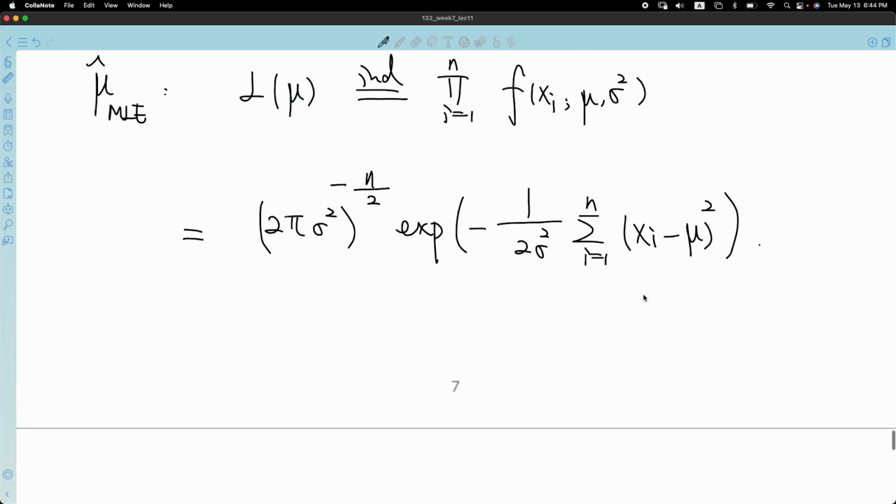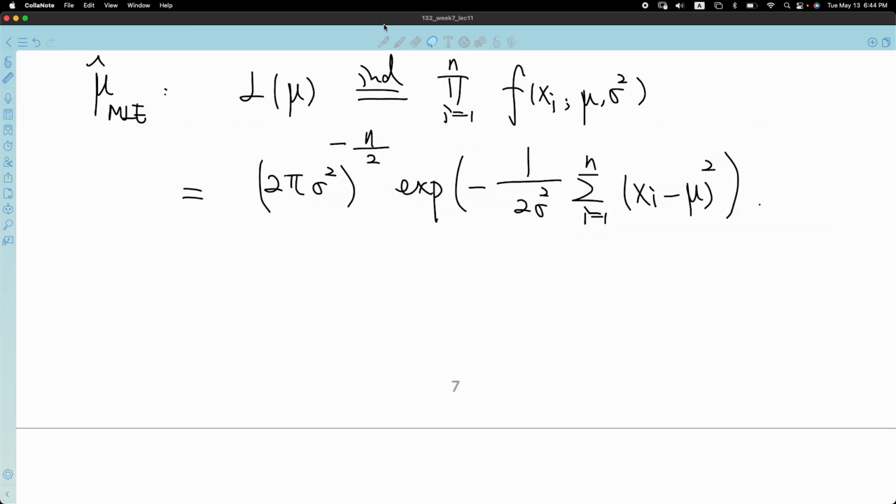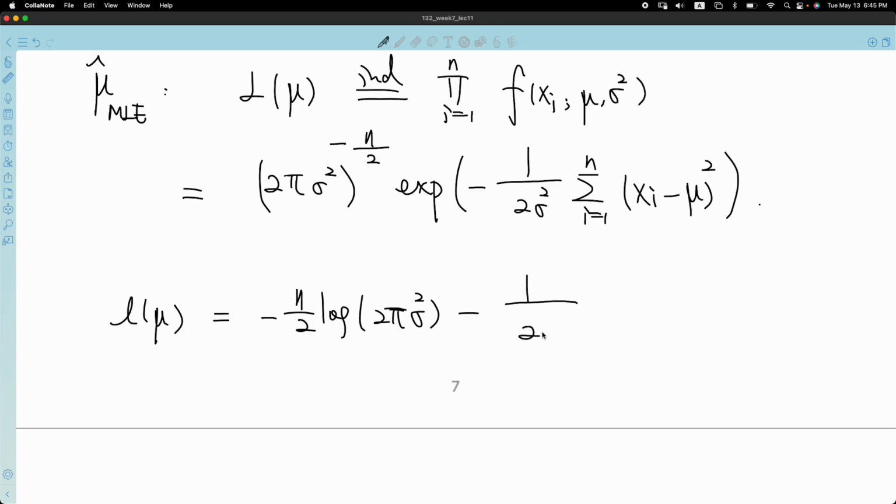Now let's take the log version for the log likelihood. We are going to solve this problem in the log version. So use a lowercase l, which is a function of the parameter, so a function of mu. Taking the log, you have the power in the front, and then log of 2 pi sigma square, minus 1 over 2 sigma square summation.